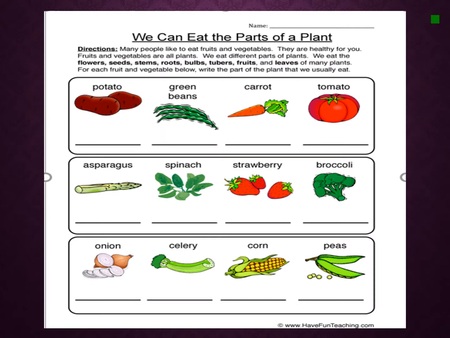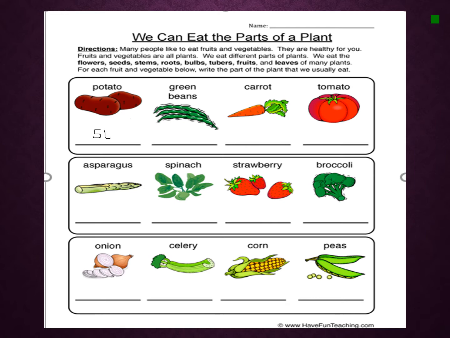Okay, now take out your worksheet, look at the picture and write the parts of the plant we eat as food. What are we going to do? We have to look at the picture and write the part of the plant we eat as food. Okay, now let's look at the first one. What is the first picture? Potato. So potato is from which part of the plant? Is it the flower? Is it the leaf? Is it the root? Or is it the stem? It is the stem. So then we will have to write the word stem over here.